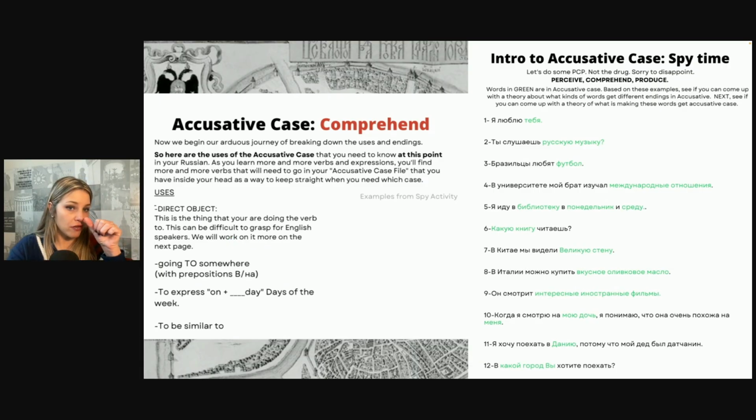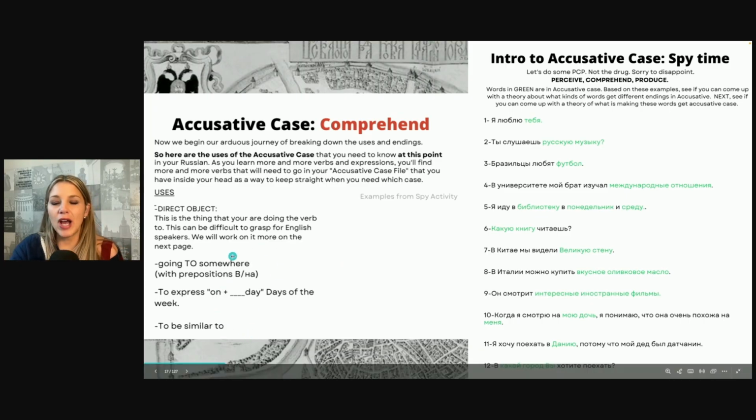Another usage of accusative case is with v and na, with some sort of motion involved, putting, going, looking, right? Putting your eyes in that direction. Also, when you say days of the week, this is counterintuitive for us English speakers, because we hear the words on Monday and we think Monday's going to need prepositional case. No, actually in Russian, it's to Monday, to Wednesday. And then we also learn some phrases such as to be similar to.